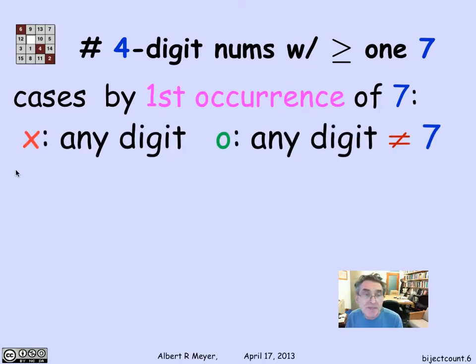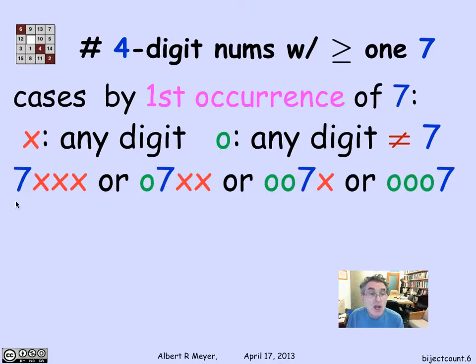So if we let x abbreviate any digit, there are 10 possible values of x, and O represent any digit other than 7, so there are 9 possible values of O, then the words that start with 7 can be followed with any 3 digits. So 7xxx is one possible pattern when the first occurrence of 7 is first. Another possible pattern is when you have a digit that's not 7 followed by a 7. This is when 7 occurs second, followed by anything at all. Likewise, here 7 occurs third, and here 7 occurs fourth.